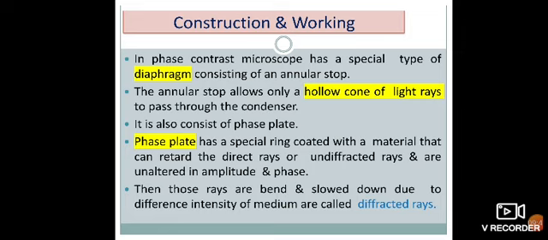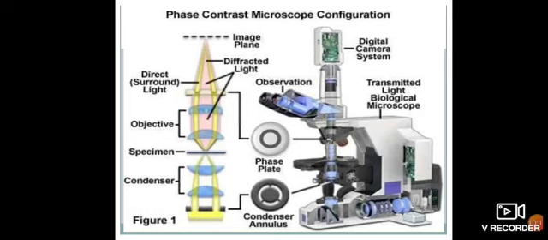The annular stop allows only a hollow cone of light rays. Okay, so the annular stop allows only a hollow cone of your light rays. And next is the phase plate, which has a specific ring coated with material that can retard the direct or undiffracted rays, altering their amplitude and phase. For this, first we have to observe the diagram, then we can easily understand those points.